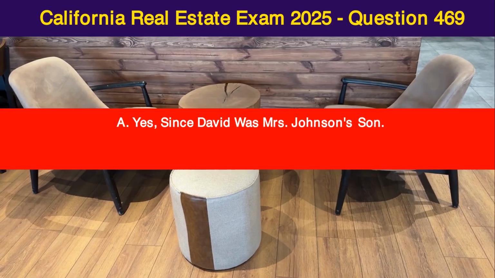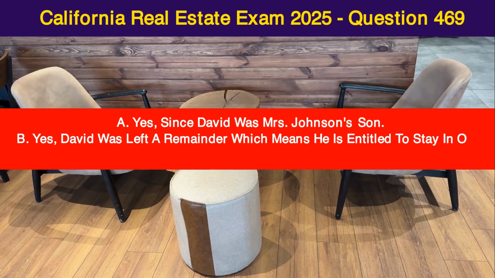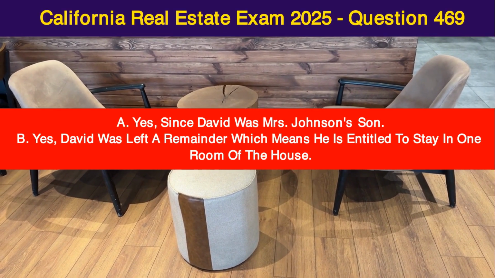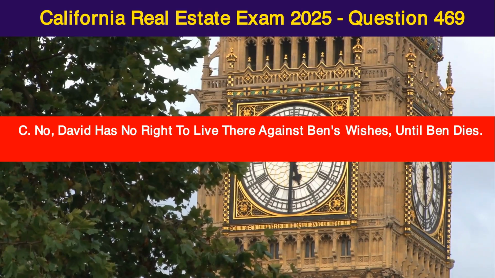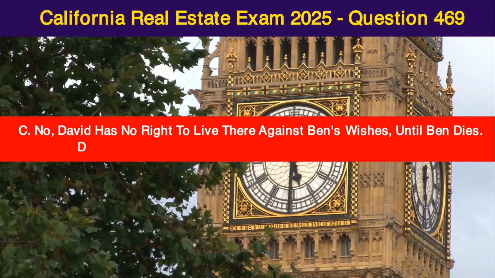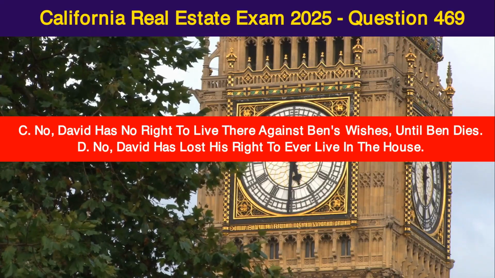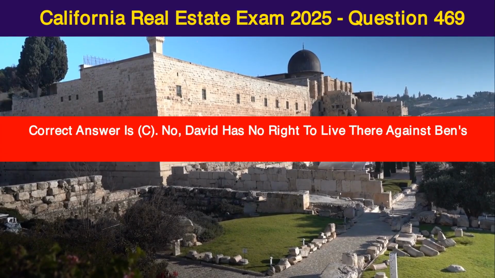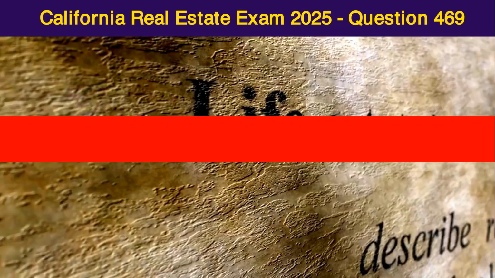A. Yes, since David was Mrs. Johnson's son. B. Yes, David was left a remainder, which means he is entitled to stay in one room of the house. C. No, David has no right to live there against Ben's wishes, until Ben dies. D. No, David has lost his right to ever live in the house. Correct answer is C. No, David has no right to live there against Ben's wishes, until Ben dies.